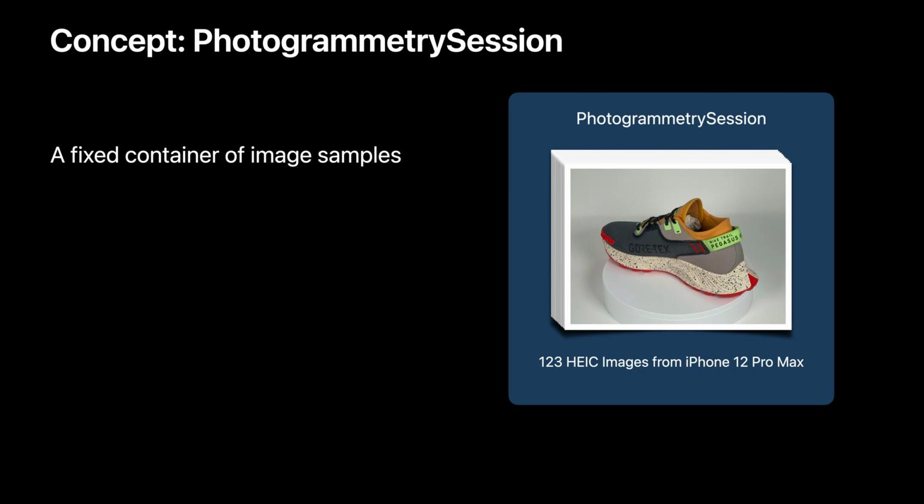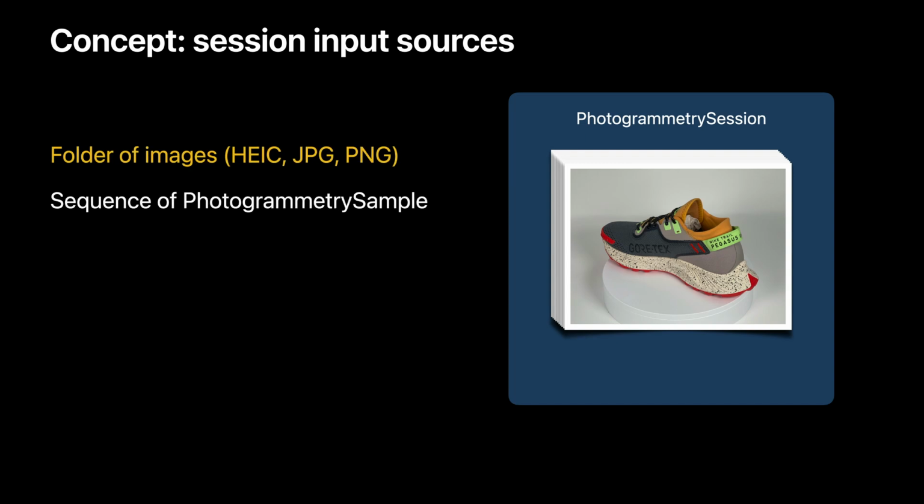A session can be thought of as a container for a fixed set of images to which photogrammetry algorithms will be applied to produce the resulting 3D model. Here we have 123 HEIC images of the sneaker taken using an iPhone 12 Pro Max. Currently, there are several ways to specify the set of images to use. The simplest is just a file URL to a directory of images. The session will ingest these one by one and report on any problems encountered.